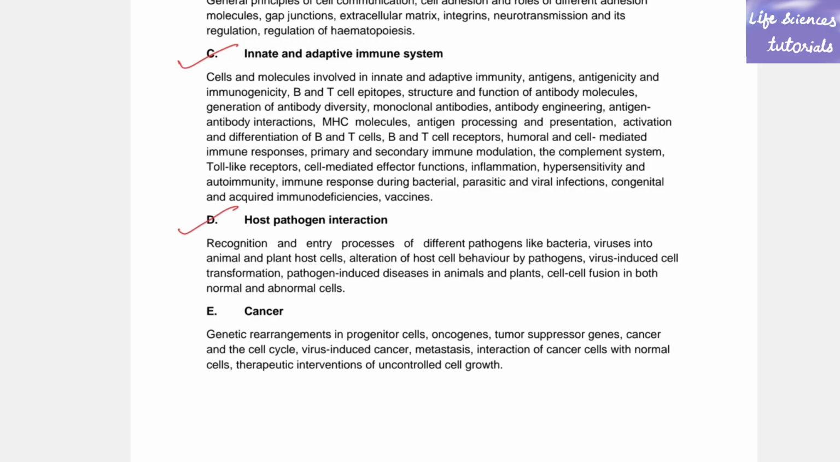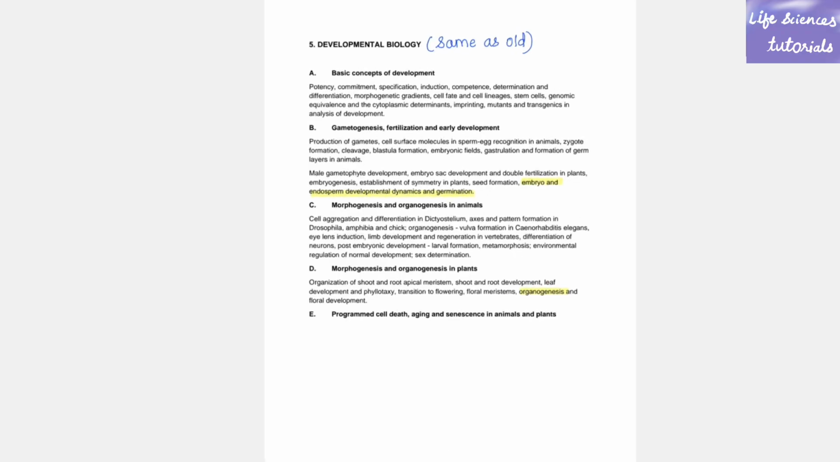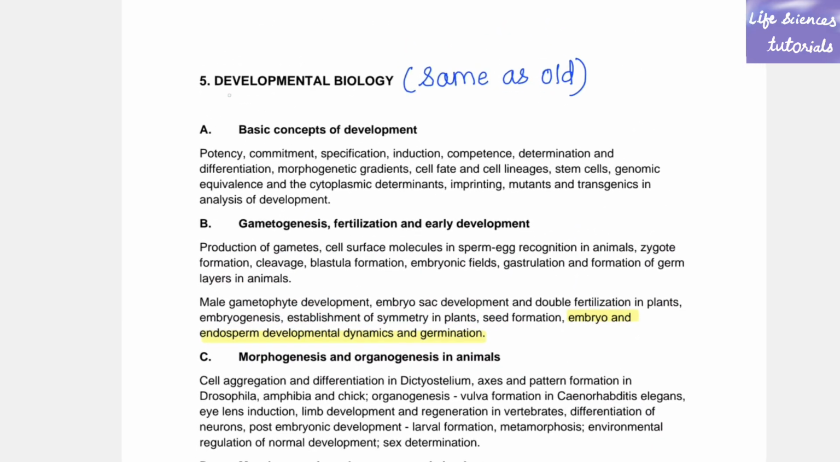Next we will study the host pathogen interactions. So first we have to study our immune system, right? And then we can study the host and pathogen interaction. And the next topic is cancer. Okay, so the unit is the same as old. Next we have developmental biology. This is also the same as old.